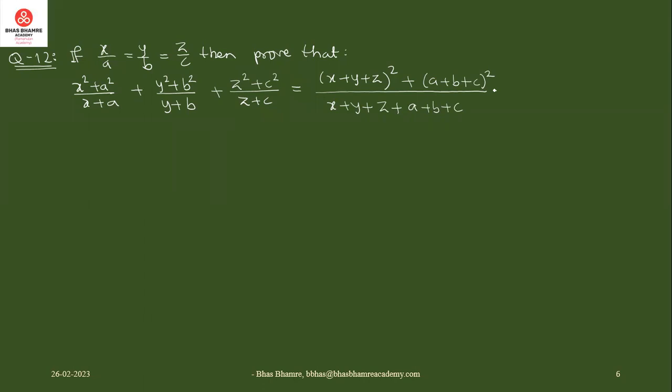Wow. Let's read the question. If x upon a is equal to y upon b is equal to z upon c, then prove that x square plus a square over x plus a, plus y square plus b square over y plus b, plus z square plus c square over z plus c, is equal to (x plus y plus z) the whole square plus (a plus b plus c) the whole square over x plus y plus z plus a plus b plus c. This we need to prove. Okay, I shall start with what we can do. Solution.